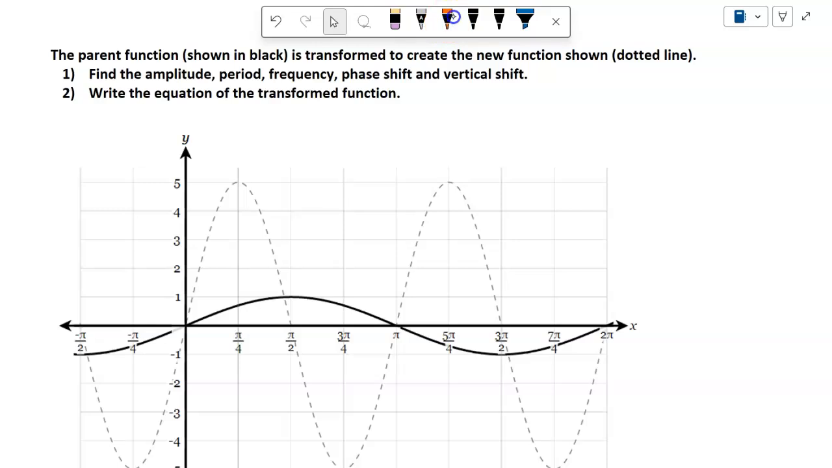All right, in this problem, we've got a parent function shown in black, and that's the sine function. So what we want to do is transform that into the function shown in the dotted line. So let's go ahead and do that.